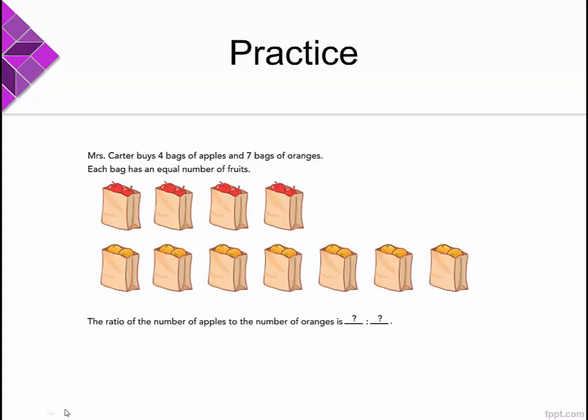Let's practice again. Mrs. Carter buys 4 bags of apples and 7 bags of oranges. Each bag has an equal number of fruits. So the ratio of the number of apples to the number of oranges is, for apples, there's 4, and for oranges, there's 7. So for every 4 apples, there are 7 oranges.